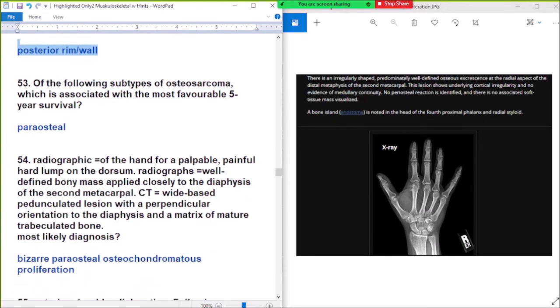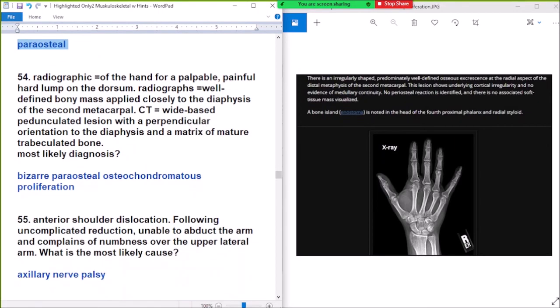Question 53. Which of the following subtypes of osteosarcoma is associated with the most favorable 5-year survival? Parosteal. In osteosarcoma, the most favorable 5-year survival is seen in parosteal osteosarcoma.